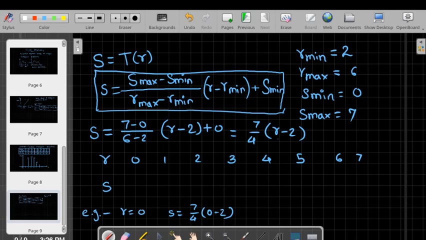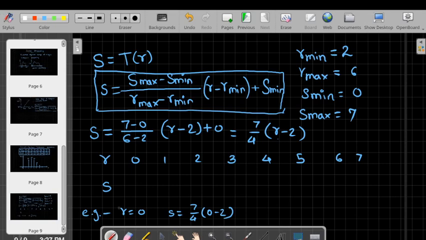So it will be equal to... Here what we have to do, first of all, we can't use this expression. First of all, for 0, 1, the minimum gray level available will be 2 and the maximum gray level available is 7.